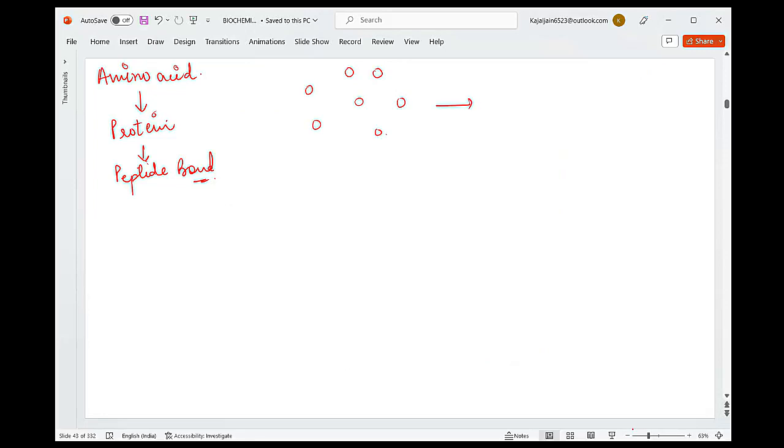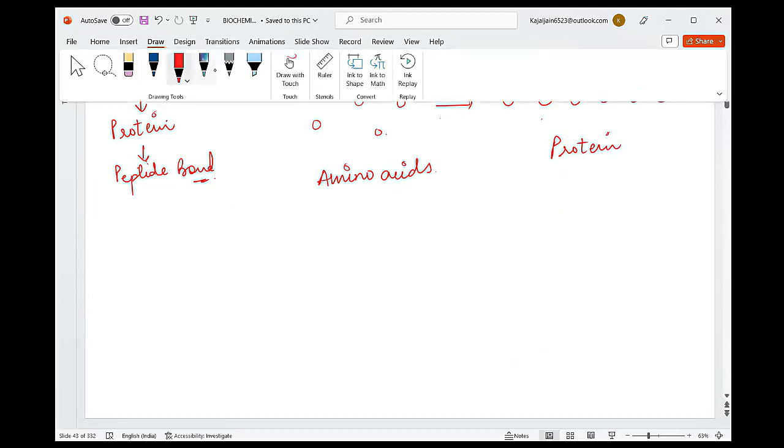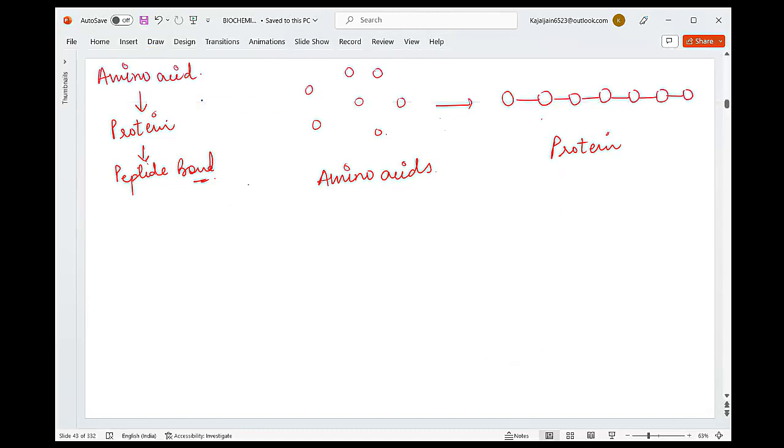And second, I'm making these beads into a very clean linear chain. This is your amino acids, and these amino acids get converted into a protein. How? With the help of peptide bonds. When the amino acids join with each other with the help of a bond in between, this bond is given the name of peptide bond. This is the formation of a protein.